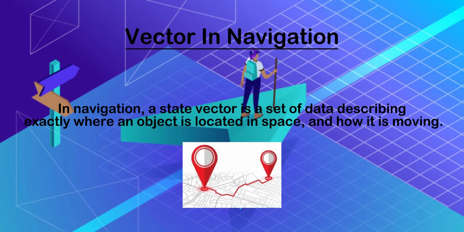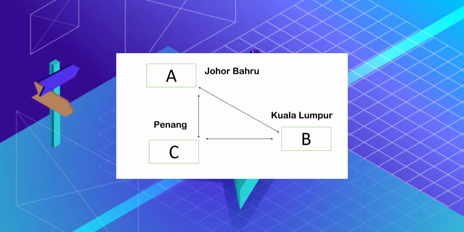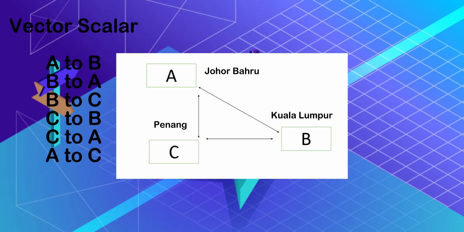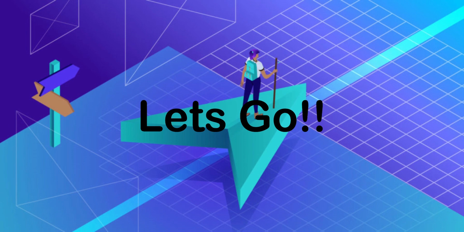What is vector in navigation? In navigation, a state vector is a set of data describing exactly where an object is located in space and how it is moving. For example, let's say A is Johor Bahru, B is Kuala Lumpur, and C is Penang. There are directions and distance connecting these places, which in vector scalar it can be A to B, B to A, B to C, C to B, C to A, and A to C. So now let's watch my friends do the questions about vector.